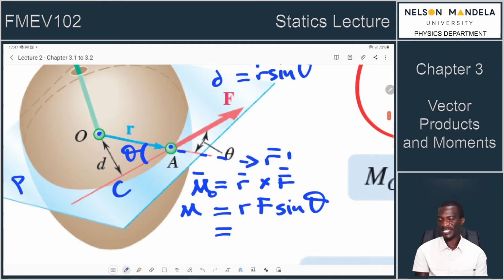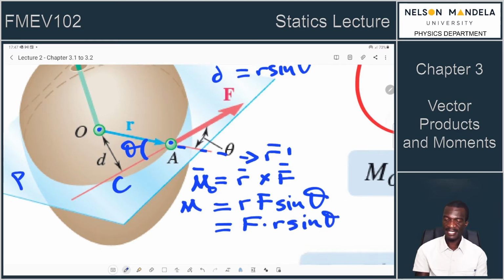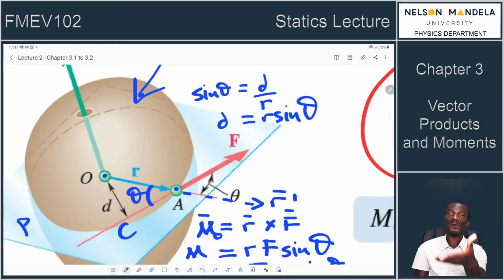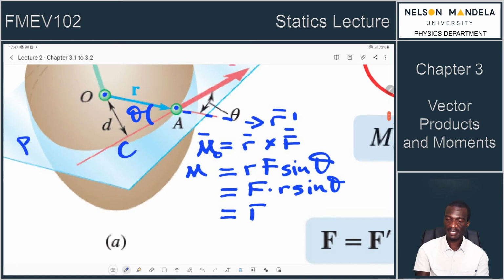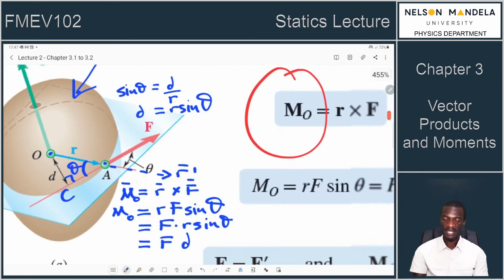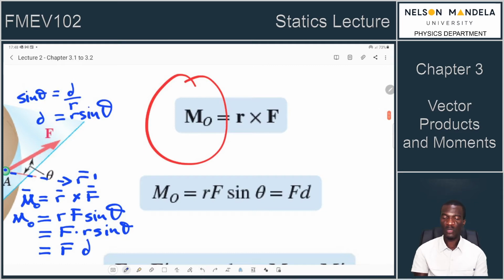In other words, this equation can be rewritten as F multiplied by R sine theta. This R sine theta is what we already found from this trig ratio on the other side, and we said it is the same as this distance d. For that reason, the moment about the point O is also defined as F times d. And that d is what? It is the perpendicular distance of the line of action of that force from the point of rotation. So for that reason, the moment MO is also defined as R F sine theta, which is the same as F d. So this d is the perpendicular distance.